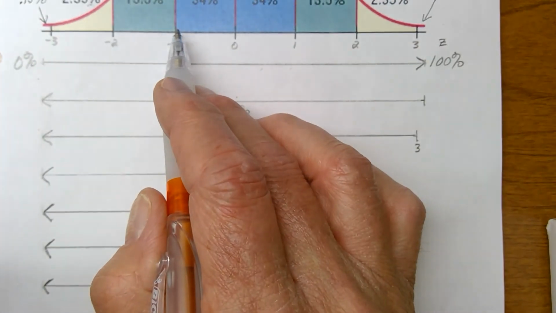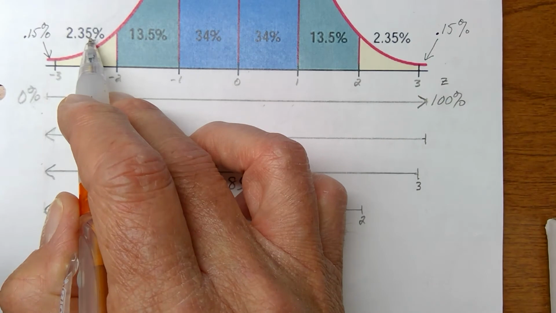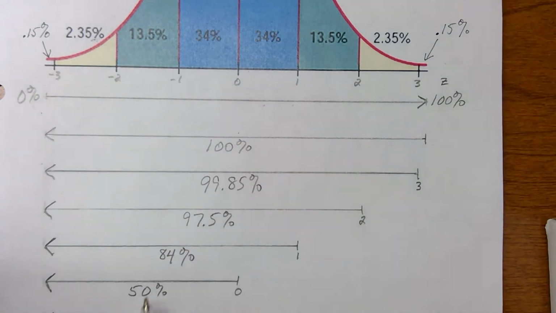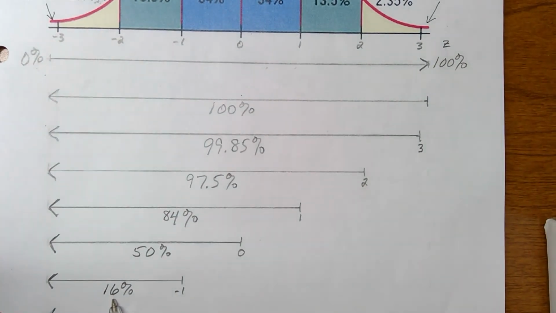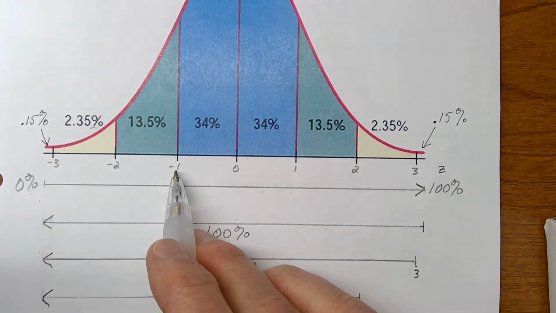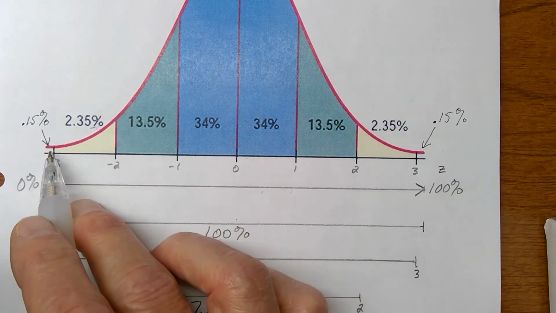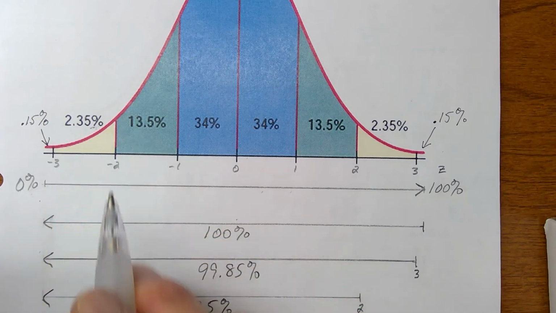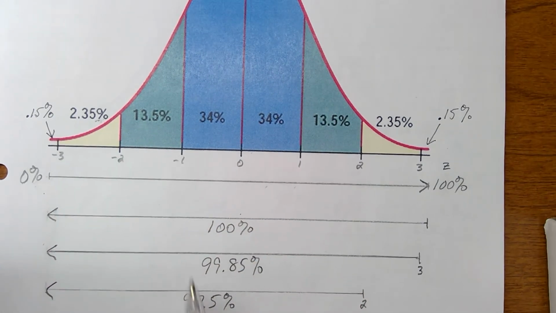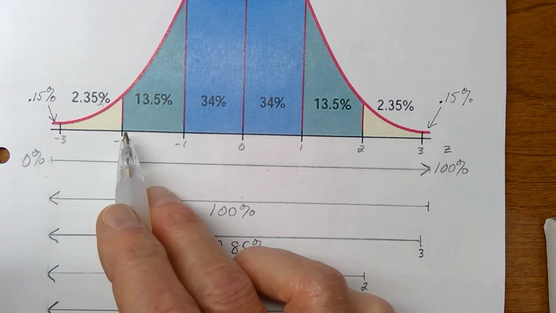What about -1? How many people are to the left of -1? I need to add 13.5 and 2.35 and 0.15. That adds up to 16 people. There's only 16 people that are less than -1. There's only 16 people in these 3 areas, this area and this area and this little tiny area right here. That's only 16 people out of 100. Not very many score less than -1. Well, let's go ahead and finish it off.